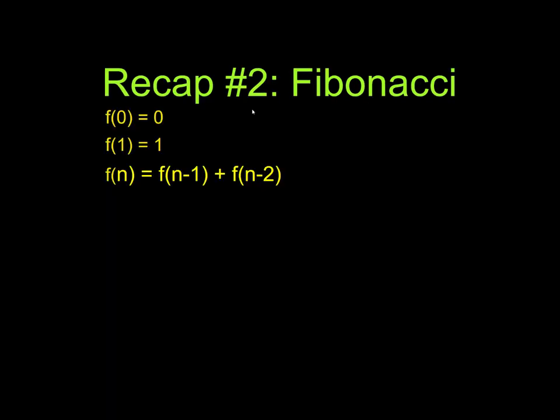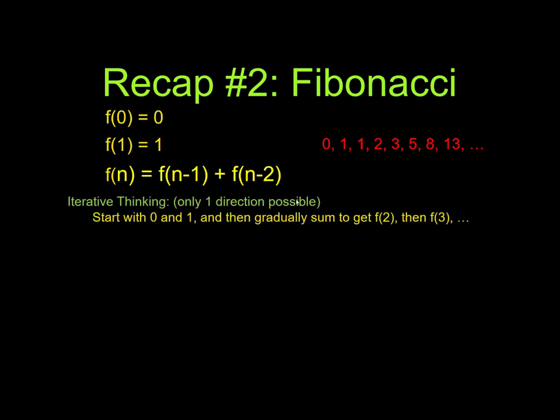Example 2, Fibonacci numbers. F0 is 0, F1 is 1, Fn is equal to the previous 2 numbers added up. So this is 0, 1, 1, because 1 plus 0 gets 1, 2 because of 1 plus 1. This itself is already an iterative process. You start with 0 and 1, and you keep track of the last 2 numbers to get F2, and then you keep track of F1 and F2 to get F3.